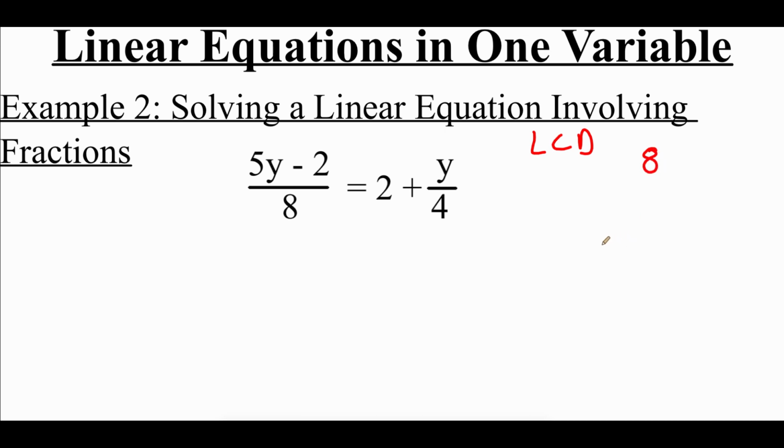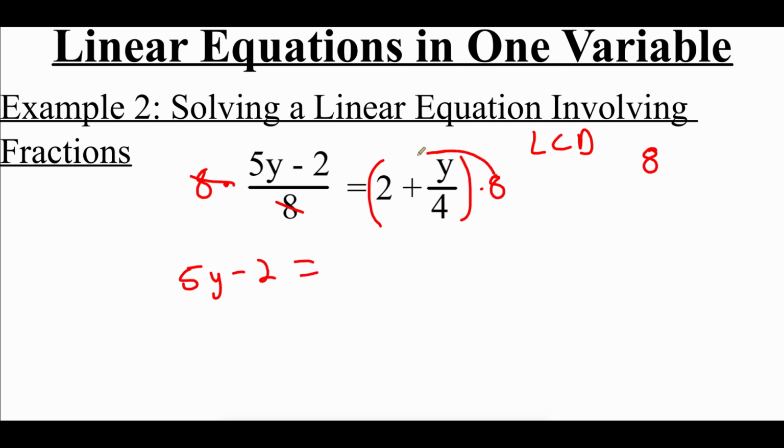And what we're going to do with that is multiply both sides of our equation by that lowest common denominator so that we can cancel out all the fractions. So on the left-hand side, we're going to multiply by 8. And on the right-hand side, we're also going to multiply by 8. But we have to be careful to make sure that we multiply the entire right-hand side by 8. So I'm going to throw that set of parentheses in there to show that we're multiplying both of those pieces by the 8. And on the left-hand side, we can just cancel out the times 8 and the divided by 8. So we get 5y minus 2.